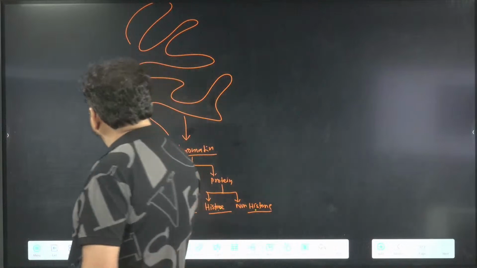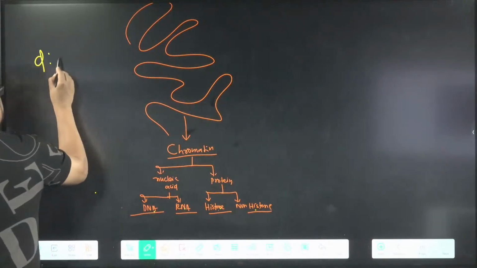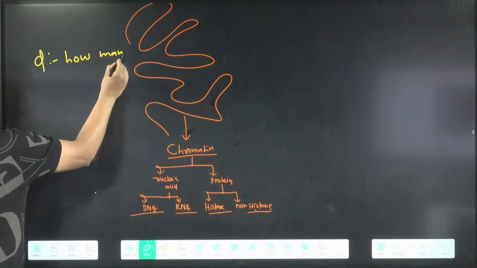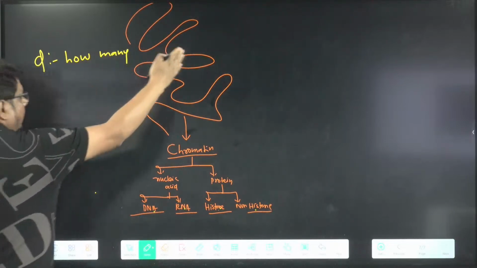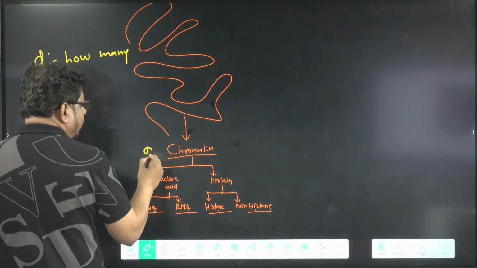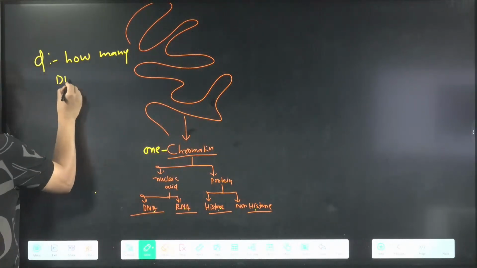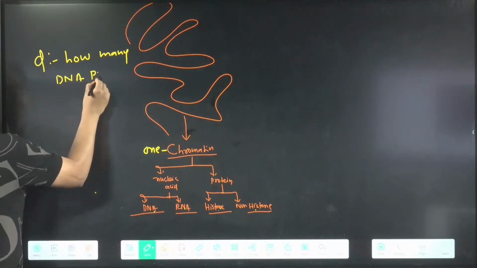Now I am asking a question. How many DNA are present in one chromatin? It is one chromatin. How many chromatin is this? One chromatin. How many DNA are present in one chromatin?